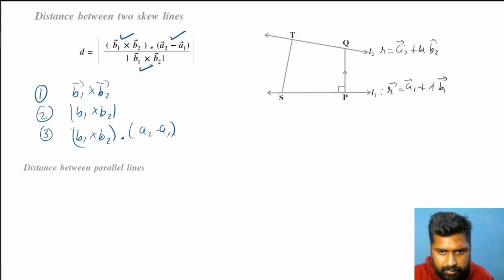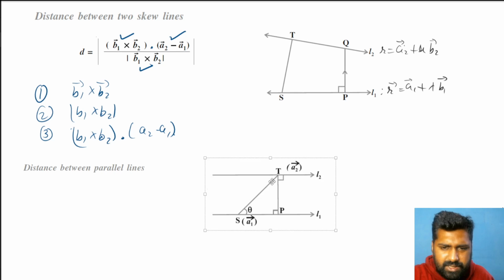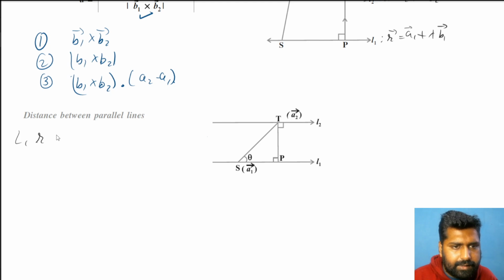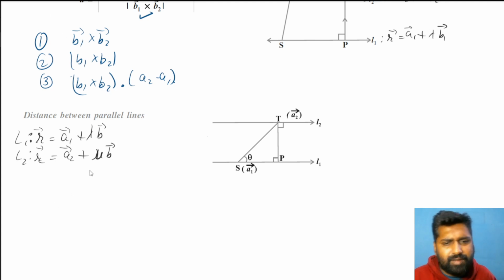So you have two lines which are parallel. Parallel means they have the same direction, means they have the same b vector. So I'll say my line 1 has r vector equal to a1 plus lambda b. For line 2, I have r vector as a2 vector plus again some mu b. Both should have the same b vector, or proportional as such.